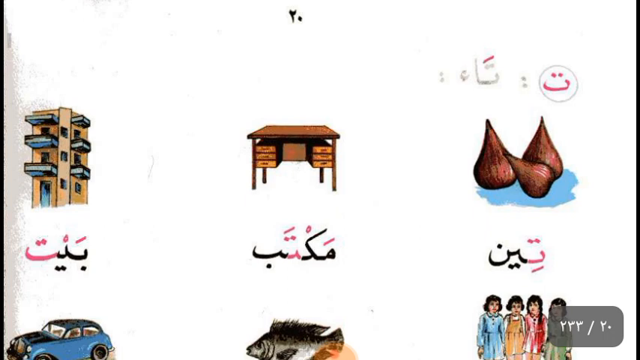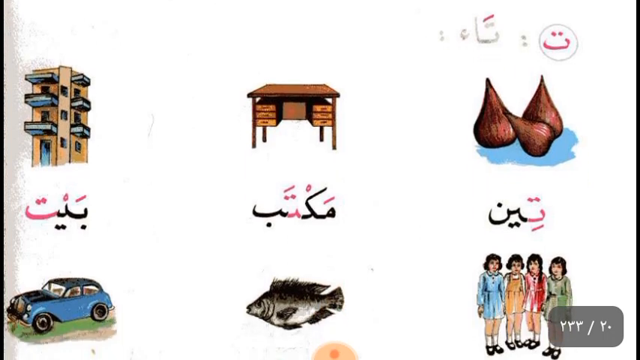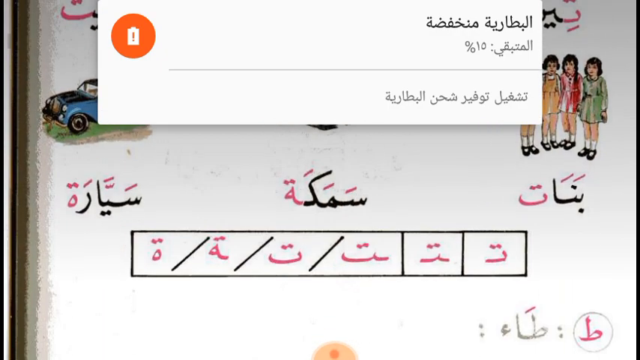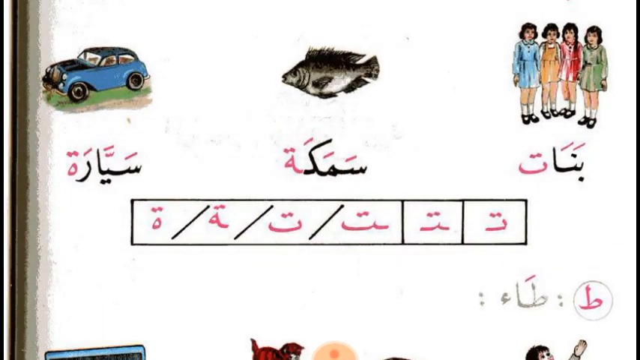On the next page we have Ta. Start reading from Ta. Tinun. Maktabun. Bintun. Baitun. What is tin? Teen means fig. There is a famous Quranic verse also: wat-teeni waz-zaytun. Teen means fig. Maktabun is a desk. Baitun, house.